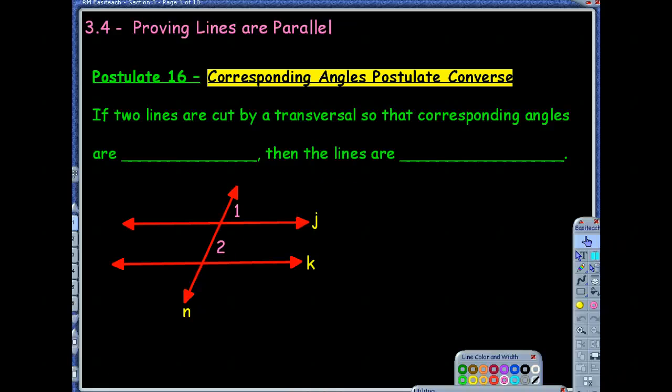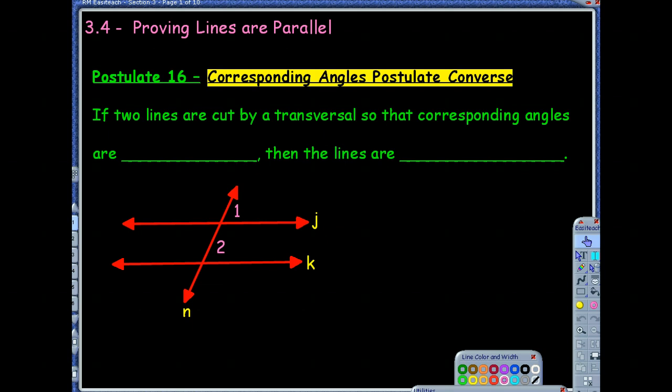Section 3.4 is all about proving lines are parallel. So the last couple days we've spent some time dealing with the fact that we knew there were parallel lines and we were able to conclude some stuff. What kind of things were we able to conclude? We talked about corresponding angles being congruent. We talked about alternate interior angles and alternate exterior angles all being congruent. We talked about consecutive interior angles being supplementary. So we could prove things about those angle pairs. And it was all because, what did you know first? That the lines were parallel.